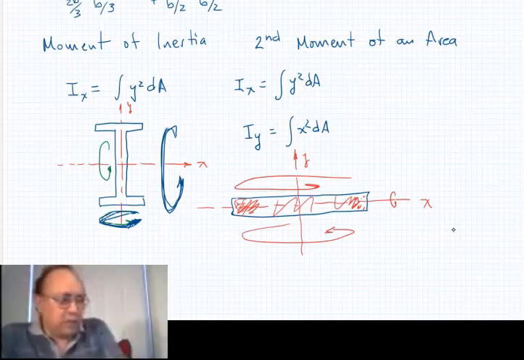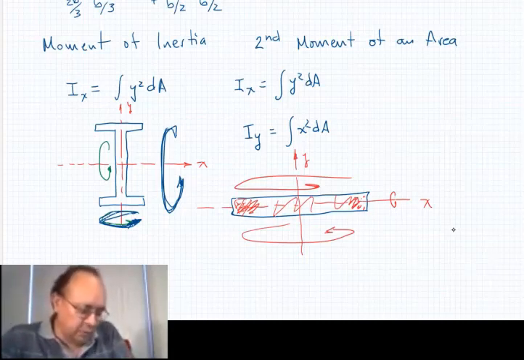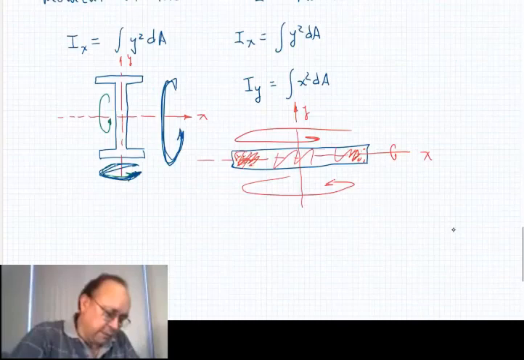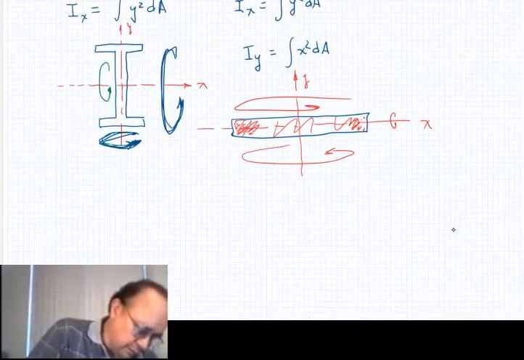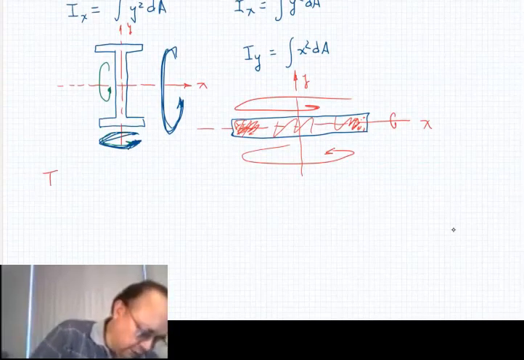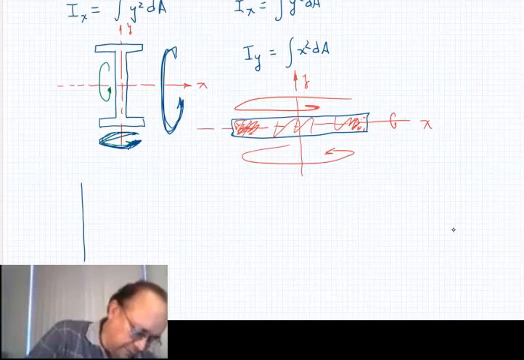So let's calculate the moment of inertia of very simple figures. Let's start with the moment of inertia of a rectangle. Let's do a rectangle here.